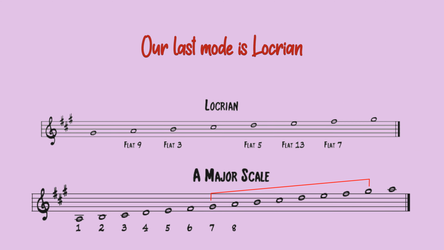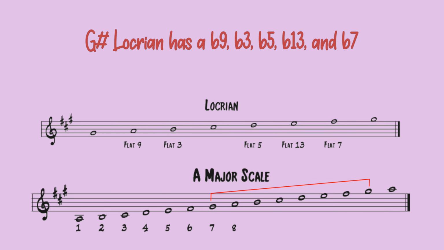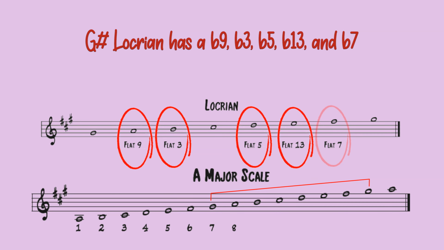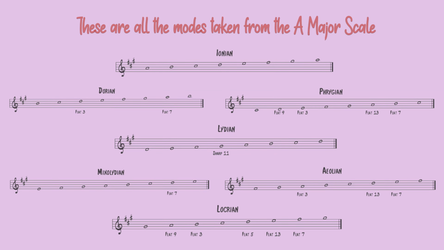Our last mode is Locrian. In the key of A, the seventh mode will go from G sharp to G sharp. G sharp Locrian has a flat 9, flat 3, flat 5, flat 13, and flat 7. These are all the modes taken from the A major scale.